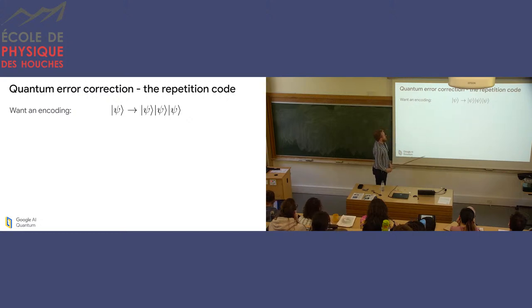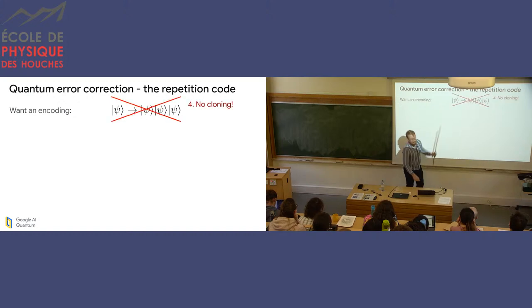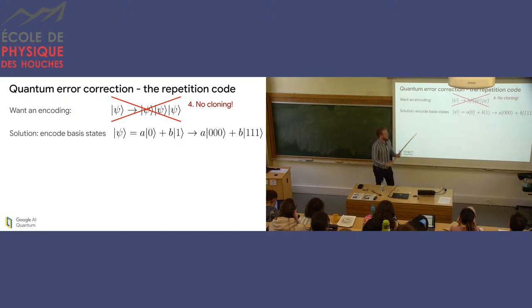Well, the first failure comes straight away because I wanted encoding on the repetition code. Remember, I took x and I went to x, x, x. Well, I'm not allowed to take psi to psi, psi, psi because of no cloning, okay? That's a problem. However, there's a nice simple trick around here, which is that instead of cloning the state, I can expand the basis, okay?